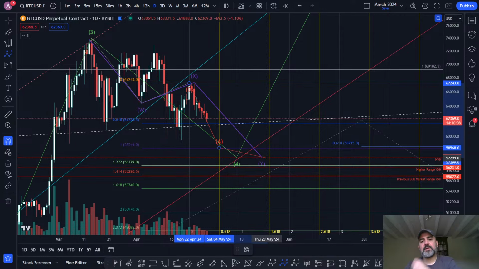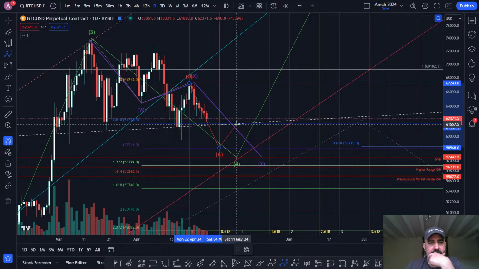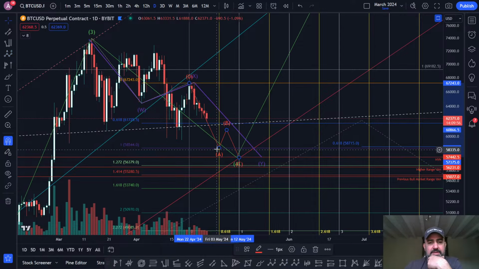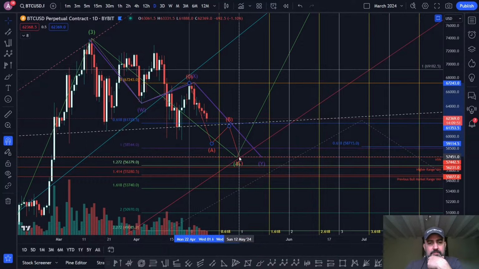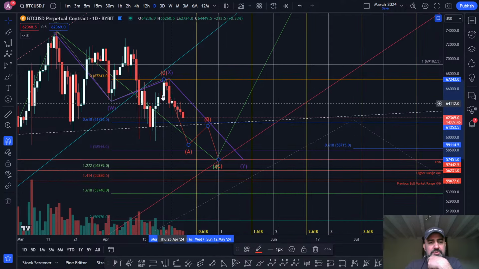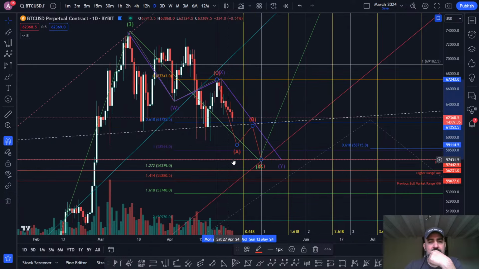It's too far, I think. I think it's too far. You kind of want it to be complete by Sunday the 12th of May. You kind of want the ABC to be done by there. That would be perfect. Right there. That 1-to-1. So just over 1-to-1 into the high volume node on the trend line on a 1-to-1 fib time.